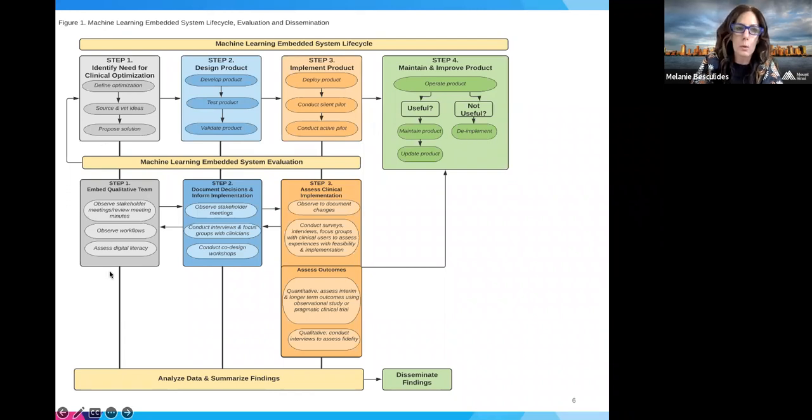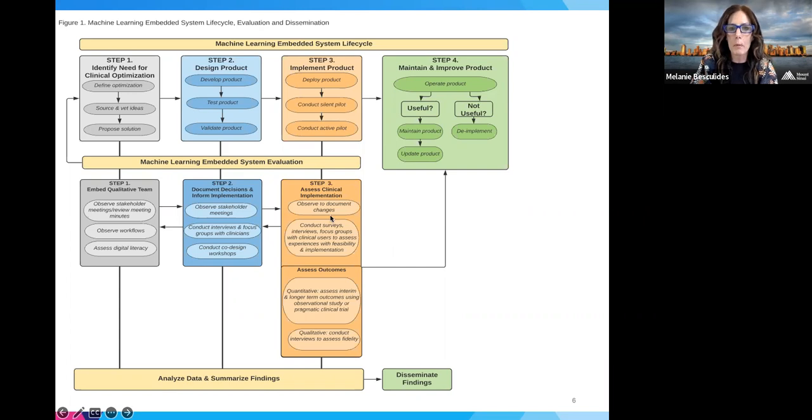Along each one of those steps, we can embed evaluation as part of it, and we can embed a qualitative team. In step 1, we can observe stakeholder meetings, review meeting minutes, observe workflows, and assess digital literacy. In step 2, again, we could do observation. We could conduct interviews and focus groups with clinicians who are the end users of the products. We could do co-design workshops so that as data science teams start developing products, we know they're useful, and the people who are going to use them give input into the interfaces and how things look so that they're actually user friendly.